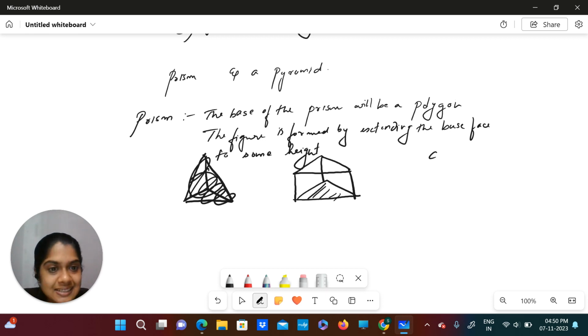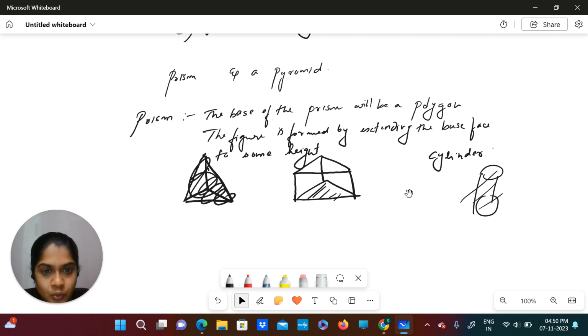Okay, cylinder is not a prism. So you may think, why? You may think that okay, its base circle is extended to some height, so it's a prism. No, it's not a prism because the base face is not a polygon. Polygon means it's a figure made up of line segments. So cylinder is not a prism. Okay, so the height will be uniform. Like throughout the height, the edges will be uniform. Correct? So that is basically a prism.